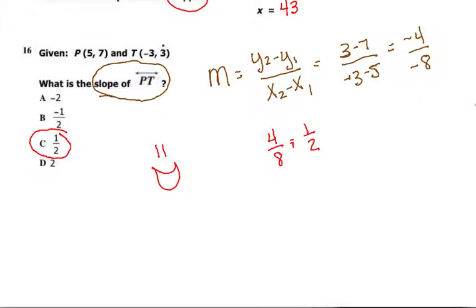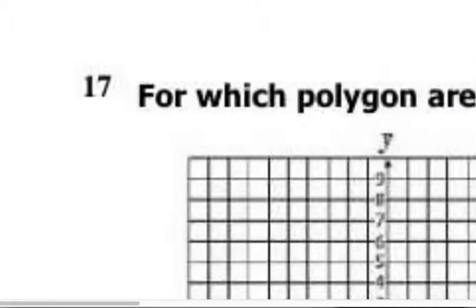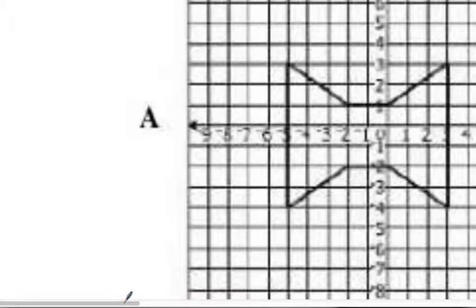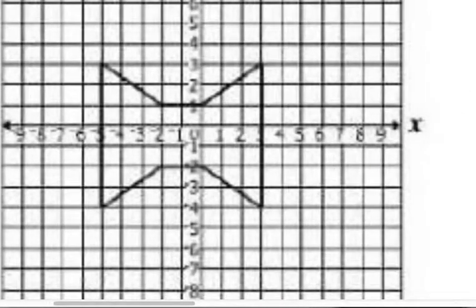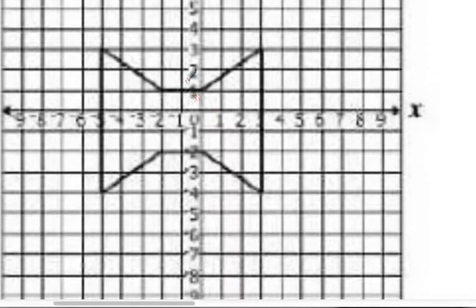Number 17 is on the next page. For which polygon are both x equals -1 and y equals -2 lines of symmetry? These graphs are really hard to see, so I'm going to blow this up just a smidge. Oh, that may have been a smidge too much. Well, x equals -1, this would be this line right here. That is a line of symmetry. But y equals -2 is going to be, wow, down here. Is that a line of symmetry? No.